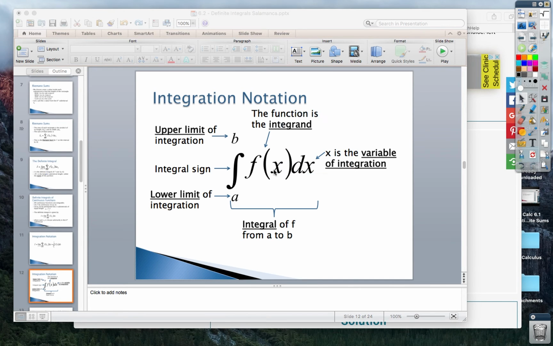So here's a little breakdown. We have the integral sign. This is the upper limit of integration here, b. This is the lower limit. This is the function that we're finding the integrand of. And this is the variable of integration. This is what we're finding the integral of, with respect to x. And this is the integral of f from a to b.